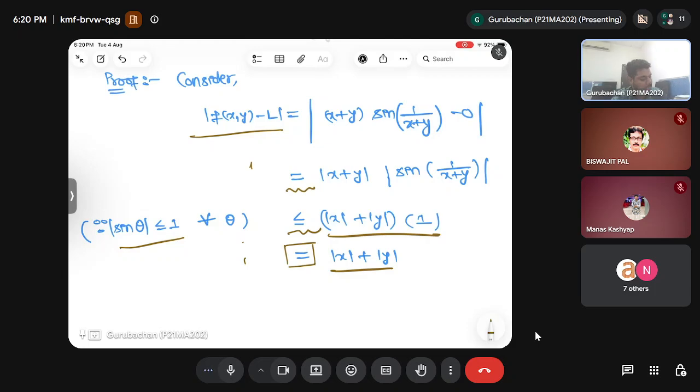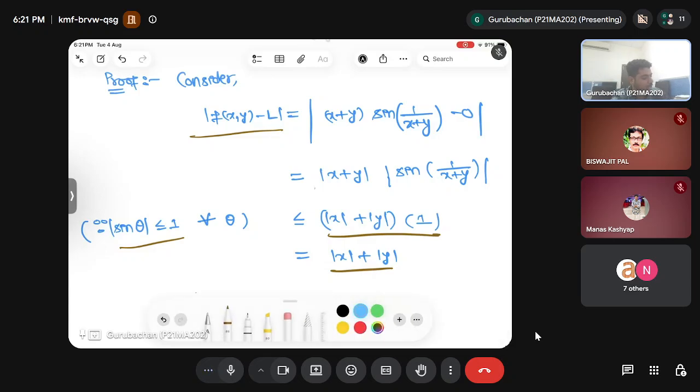Overall we can say that |f(x,y) minus L| is less than or equal to mod x plus mod y. But since we are not writing the left-hand side, we are just making sure of the relation of the next line with the previous line. So that was just an out-of-the-box suggestion. Now let us come back to the main thing.